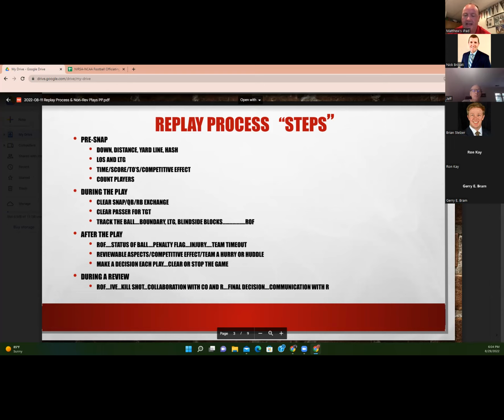Take your time, be patient, follow it through, and then give the facts to your replay official so that they can understand what the process is they need to go through and what angles they need to look at. So just as field officials have a process they follow pre-snap and during the play, you regurgitate the play in your head. It's there. I got it. Throw the flag. It's there. It's good. Touchdown. We do the same thing, just a different perspective in the booth from replay side.